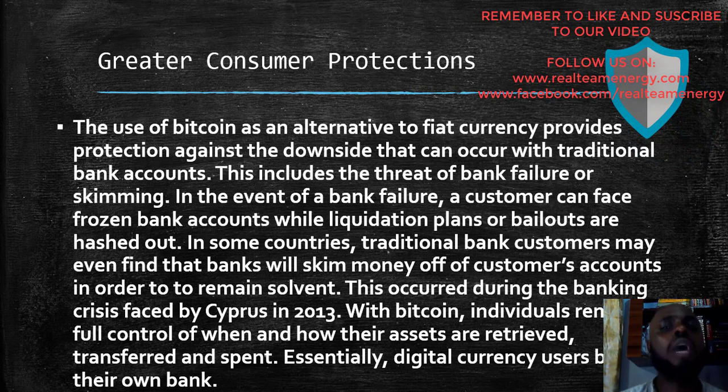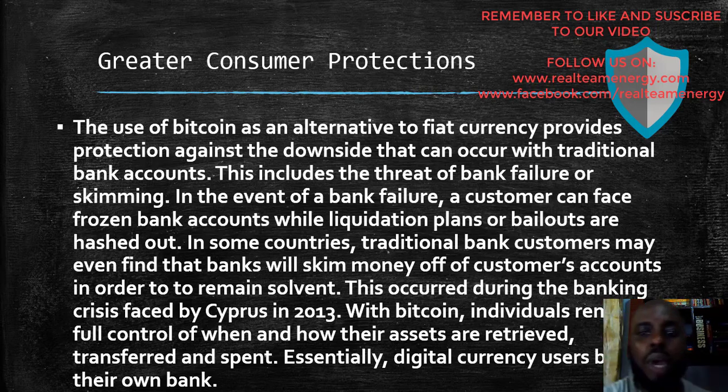Now, greater consumer protection. The use of Bitcoin as an alternate fiat currency provides protection against the downside that can occur with traditional bank accounts. This includes the threat of bank failures or skimming. Not just that, in events of bank failure, the customer can face frozen bank accounts. Yeah, it has happened in Nigeria. It has happened in other parts of the world.